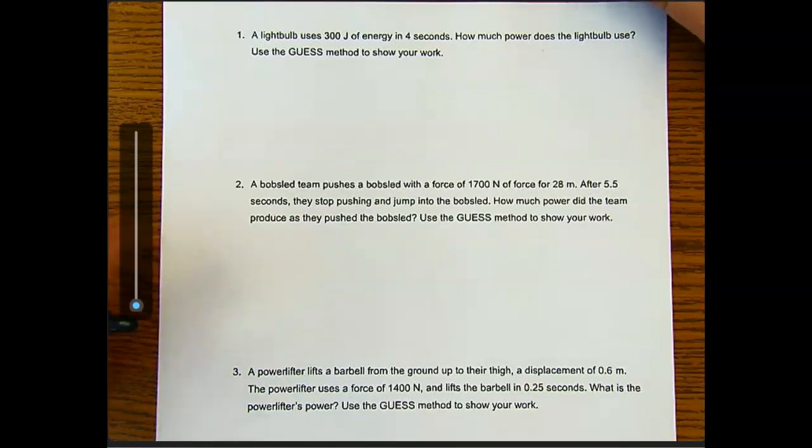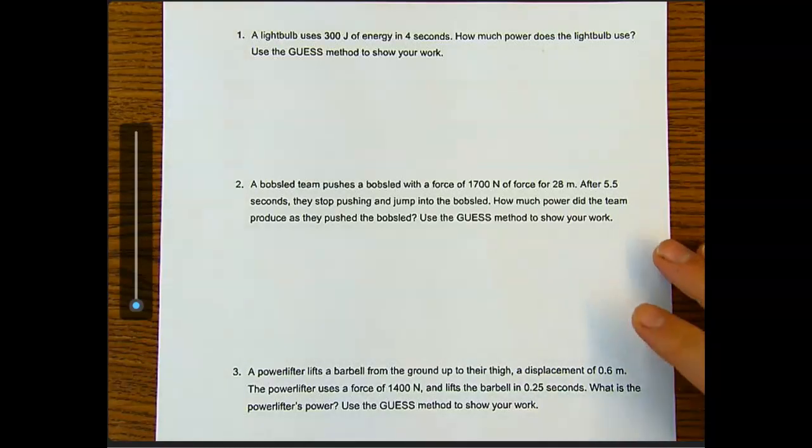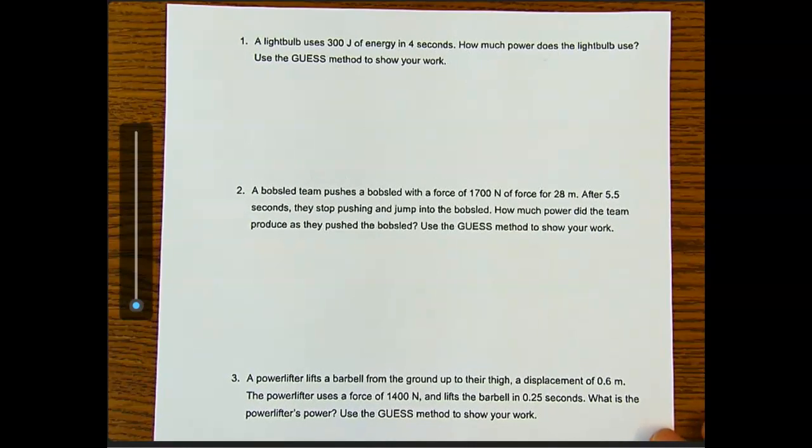All right, everyone, I have a few practice problems here that we can try, and this will help us go over some of the work and power problems that you might see on your exit tickets, but also on your quiz for energy. So let's start with number one. A light bulb uses 300 joules of energy in 4 seconds. How much power does the light bulb use? Use the GUESS method to show your work.